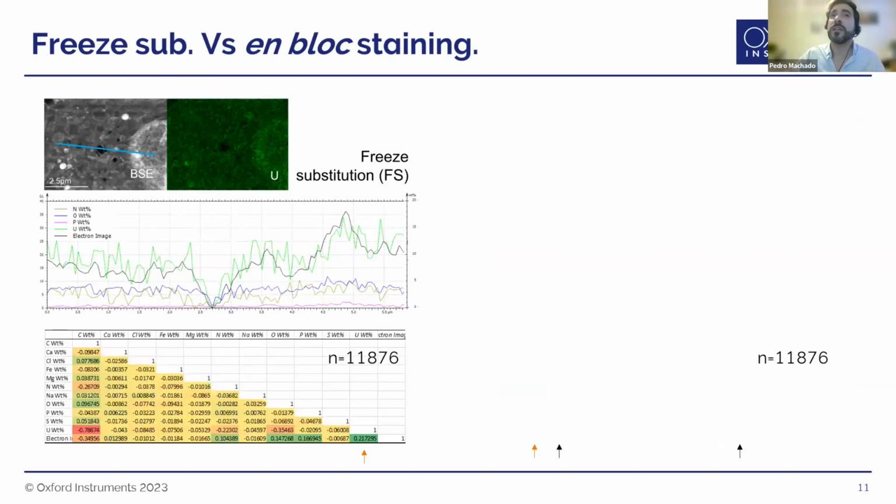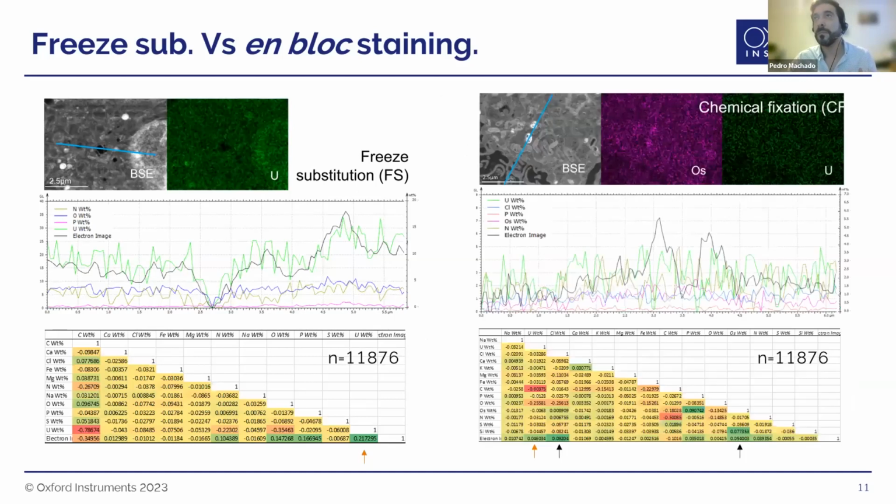So first, we found that on our free sub samples, when we have a high weight percentage of UA, we could find a higher contrast. If you look at the first plot, you can see that the curve for the uranium weight percentage is very similar to the curve for the electron image contrast. This makes sense. It's the only contrast agent that we put in this sample. When we do chemically fixed samples that were block stained, we actually start to appreciate some differences.